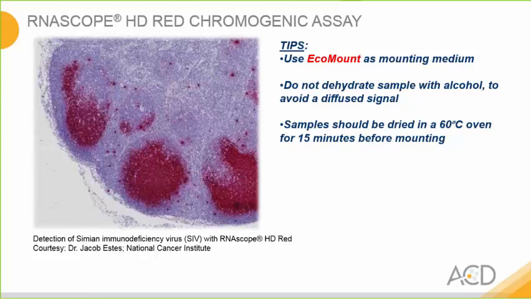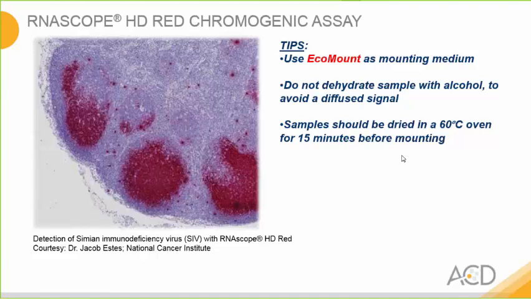So the tips for the red assay are the mounting media, and make sure to use the EcoMount as a mounting media because a red substrate, fast red, is very sensitive to alcohol. And so do not use any alcohol-based mounting media, and do not dehydrate the sample with alcohol to avoid diffuse signal. And also, it really helps with the diffuse background if you dry the sample in a 60-degree oven for at least 15 minutes before you mount.